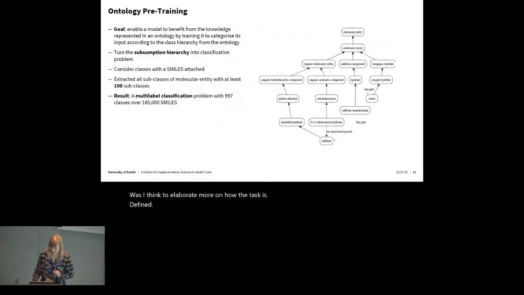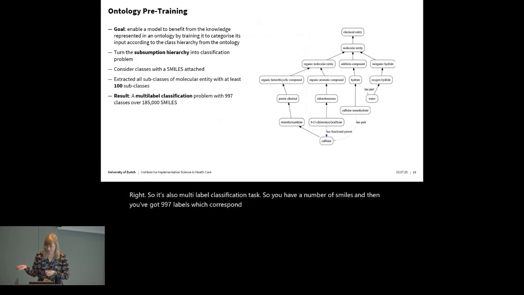Right, so it's also a multi-label classification task. So you have a number of SMILES, and then you've got 997 labels, which correspond to classes in ChEBI. So it's basically a classification problem where you take the SMILES and want to classify its classes, so class membership. Exactly. Thank you for your questions.